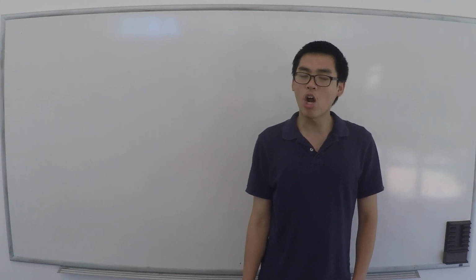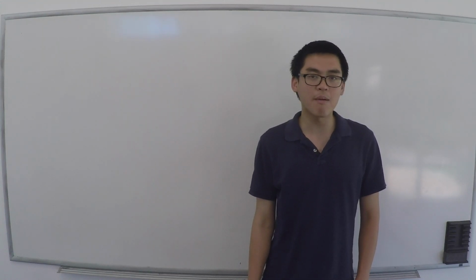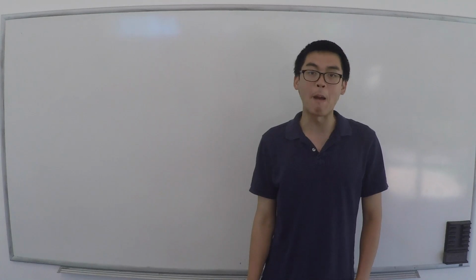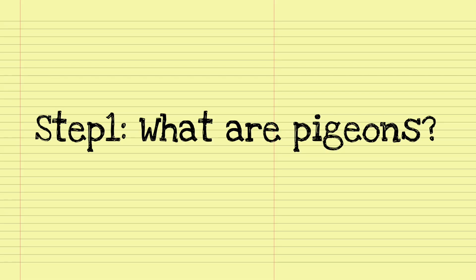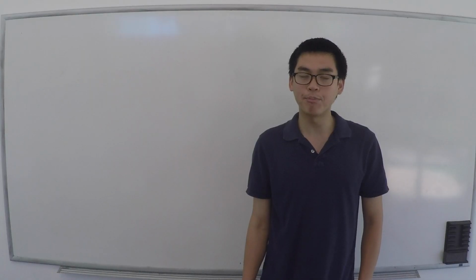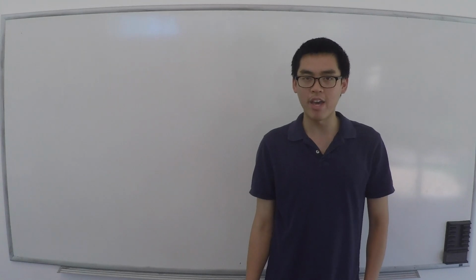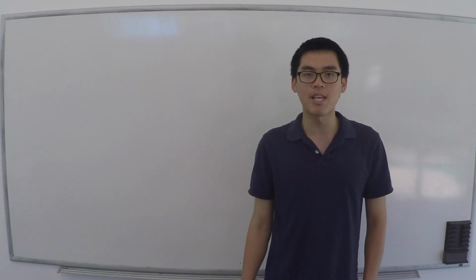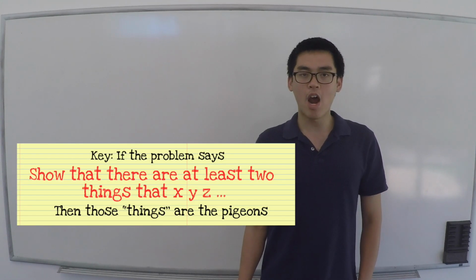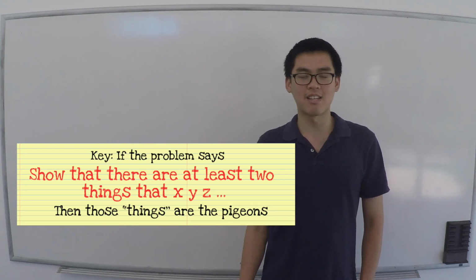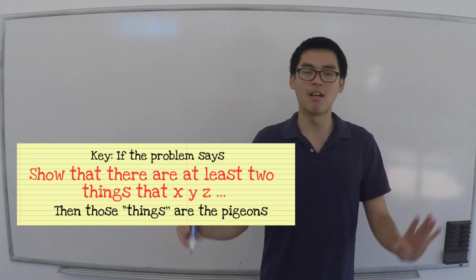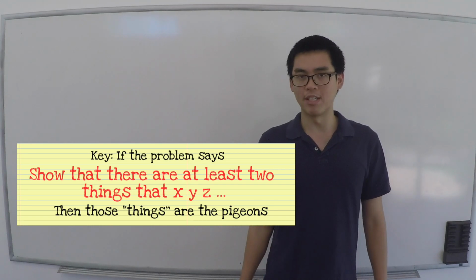The statement is not hard to understand, but applying the statement to an actual problem might be a little tricky. Step 1, you need to say what your pigeons are. Usually they will be objects that you're interested in in the problem. So the easy way to figure it out is to read the problem, and if the problem says something like prove that there are at least 2 things that satisfy some property, those things will be your pigeons.